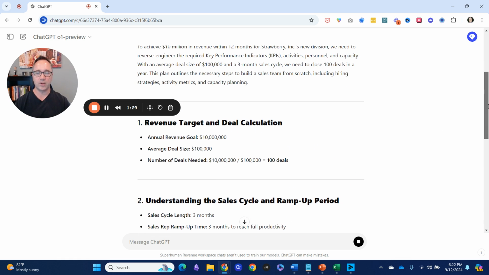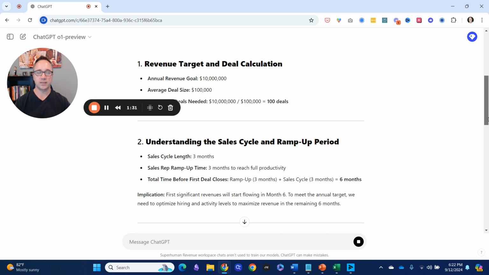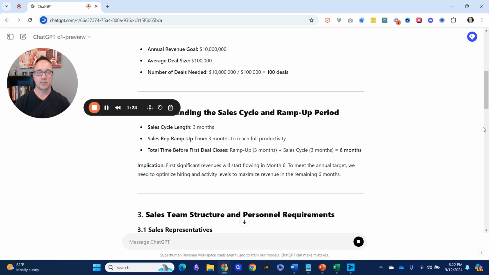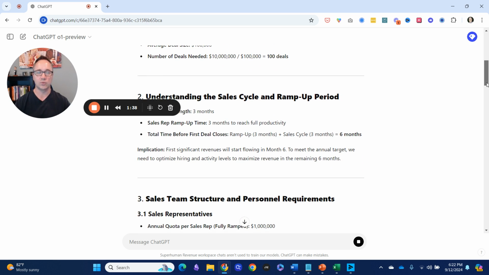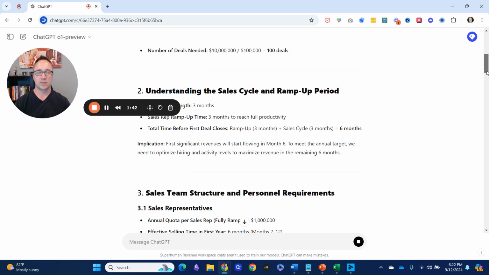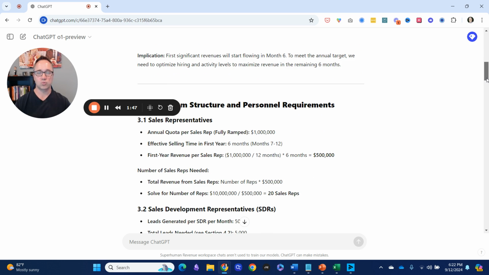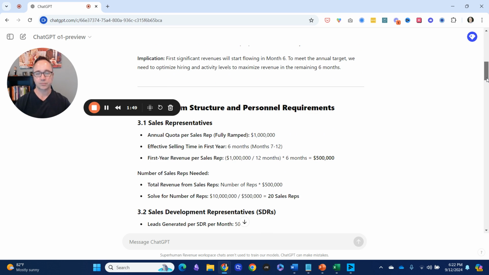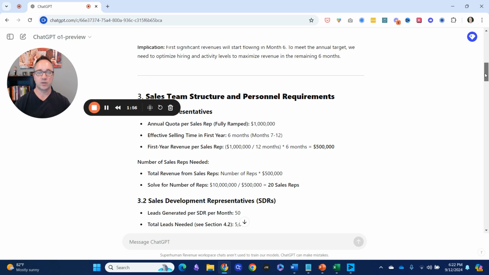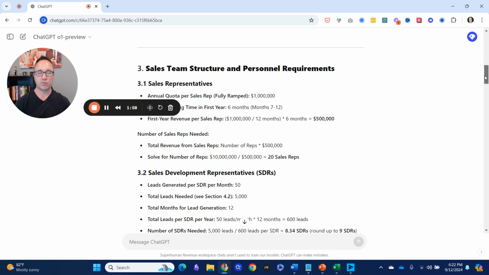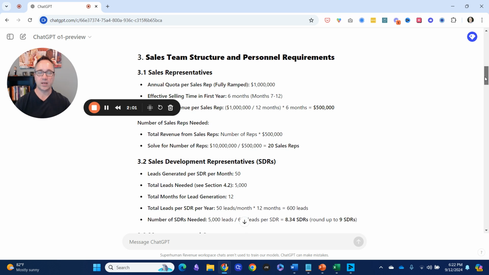So it spits it out, revenue goal, understanding the sales cycle and ramp up. So it's got that. Okay, I like this. I gave it nothing about sales rep ramp up time. So that's pretty cool. So it gives a ramp up and the sales cycle 6 months. Okay, then now it's got the structure and personnel. So we got sales rep, $1 million, effective selling time, 6 months. That's sharp. A lot of people miss that. I just talked to a founder that missed that. First year revenue rep. So it's saying 500K, breaks that down.